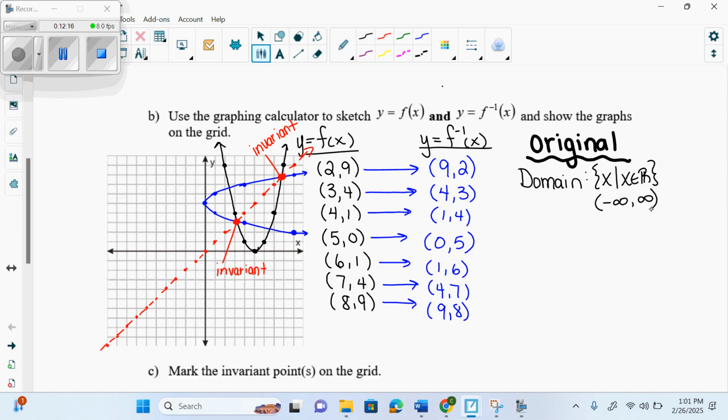And then your range, what's your range in set notation for the black graph? Yeah, y such that y is greater than or equal to 0, y is in the reals. Make sure you use a comma and not a semicolon. It's just a comma here. And then in interval notation, from 0 to infinity. So I have to do a square bracket at 0 and a round bracket at infinity.